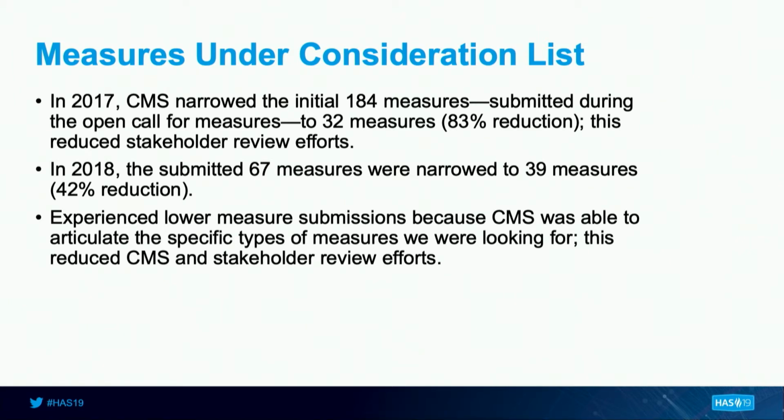And so in 2017, we had 184 submissions. Again, using the Meaningful Measures framework and our objectives, we were able to narrow that down to only 32. So that's an 83% reduction. And then in 2018, we narrowed the 67 submitted down to 39.